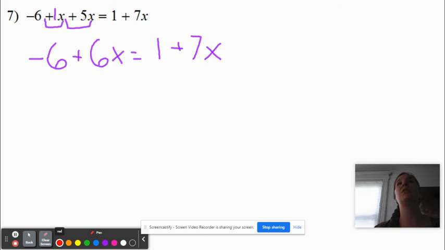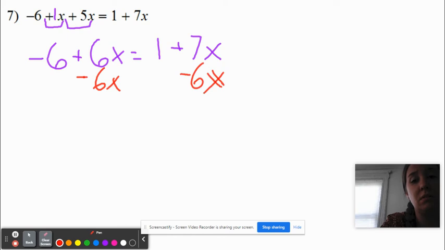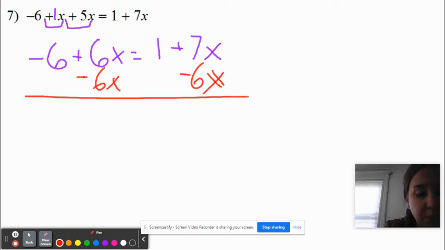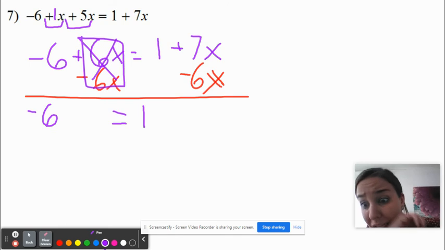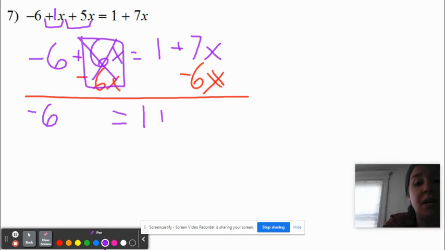But if I decide to bring the x's to the right, if I subtract this off of both sides, then what happens? Well, the negative 6 here comes down. 6x minus 6x is nothing. Got 1. And then 7x minus 6x is 1x. So I just got a plus 1x here, but I don't really need to write the 1. I can just write x.